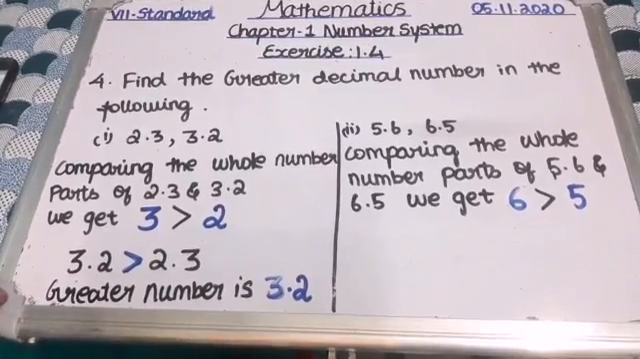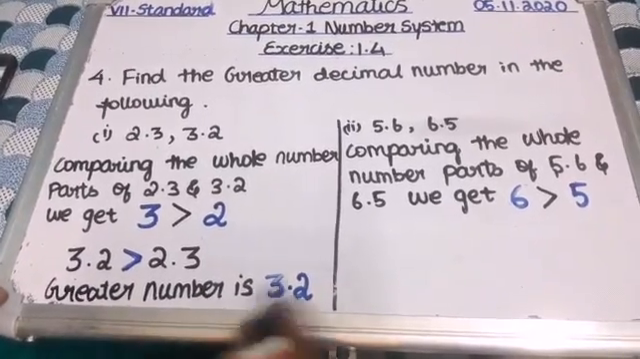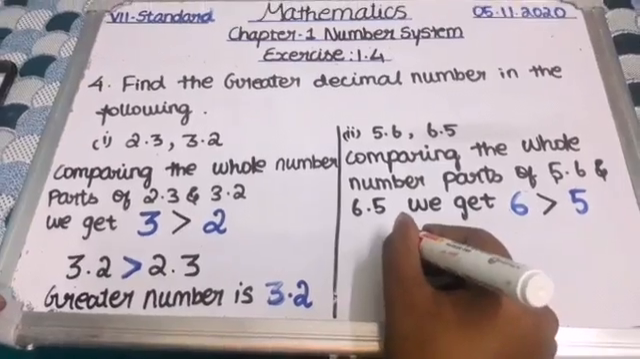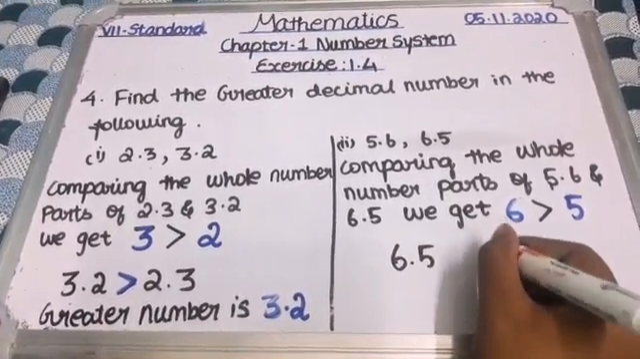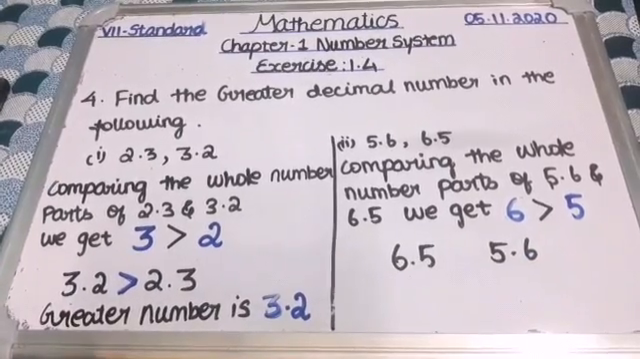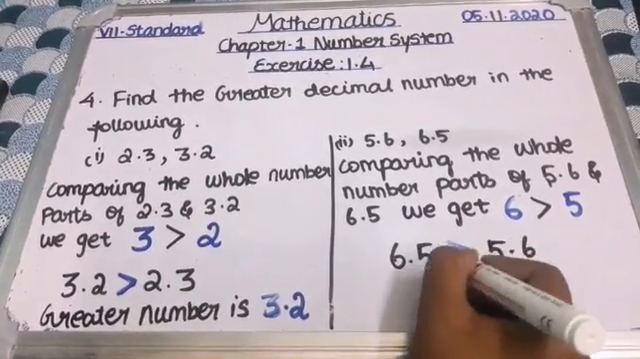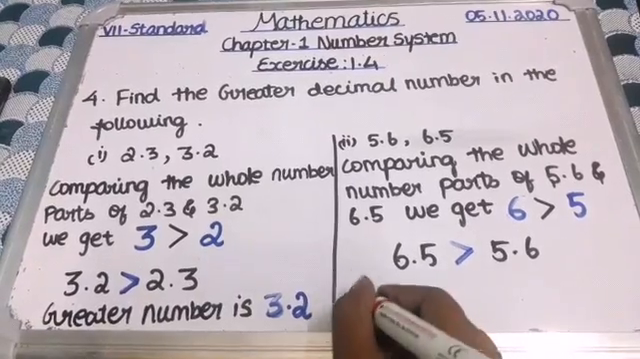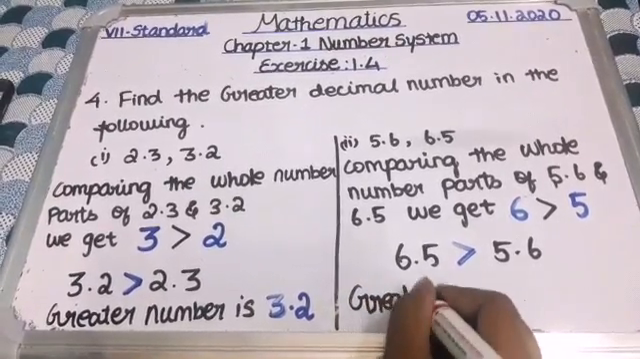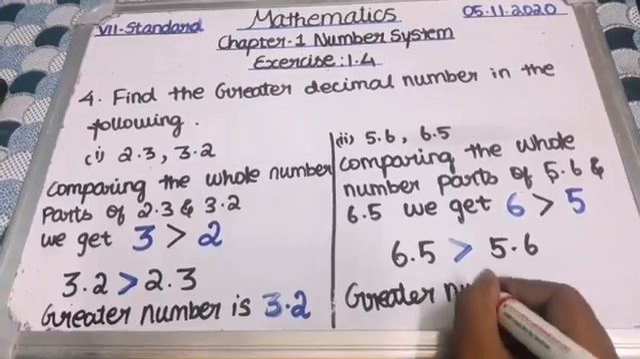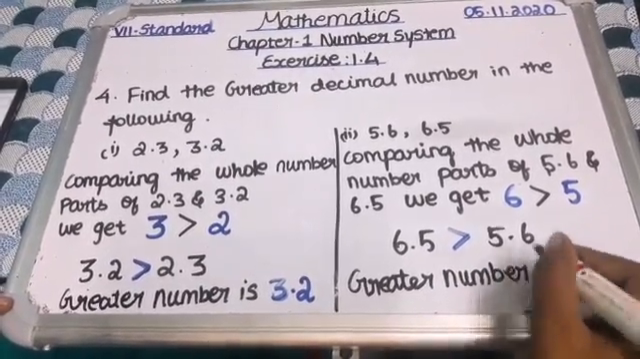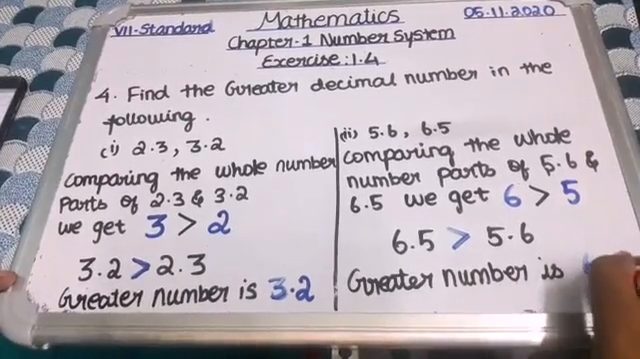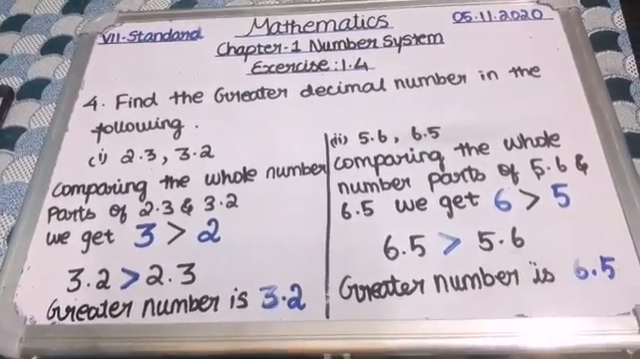Like this, we can also write for the decimal numbers. So what are the decimal numbers given here? 5.6 and 6.5. 6.5, 5.6. So which is greater? 6.5. So we can say that the greater number is 6.5. Okay, students.